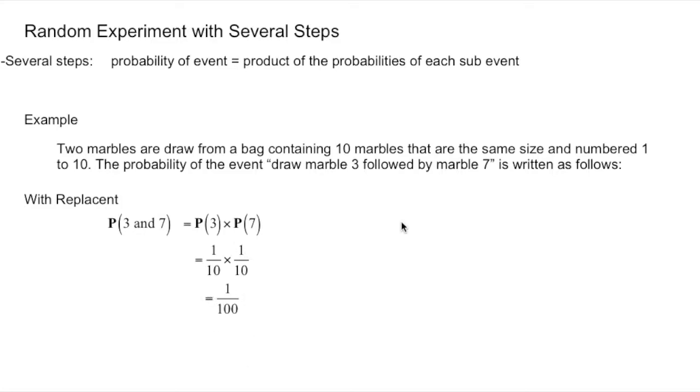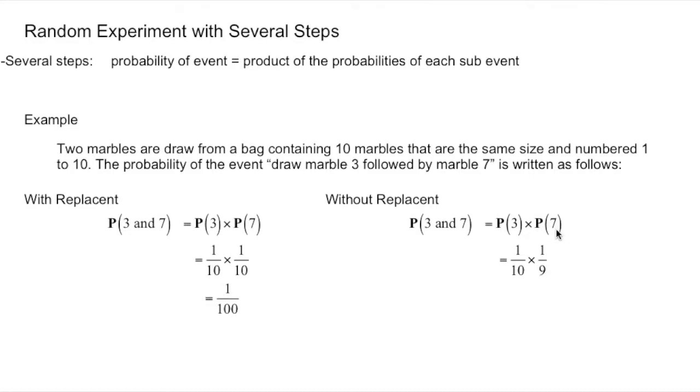These 2 events, getting a 3 and getting a 7, are said to be independent because the probability of getting the 7 doesn't depend on the probability of getting a 3. But if we don't replace them, it changes. It becomes a dependent experiment. The probability of getting a 3 and a 7 would be equal to the probability of getting a 3 on the first draw multiplied by the probability of getting a 7 on the second draw. The probability of getting a 3 on the first draw is 1 out of 10 marbles. But now you're not replacing the marbles, so you only have 9 marbles in the bag.